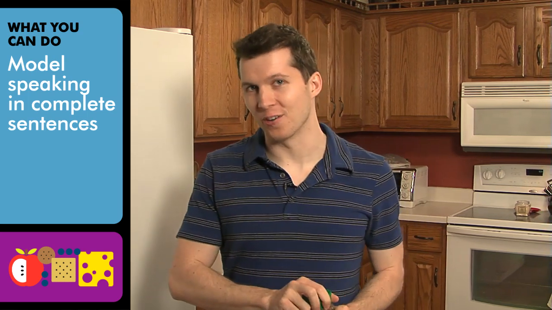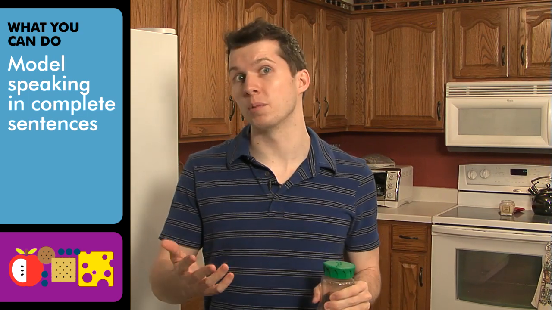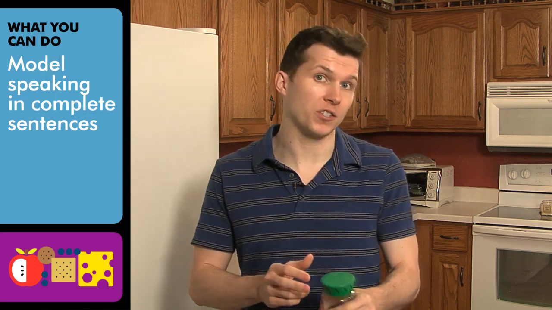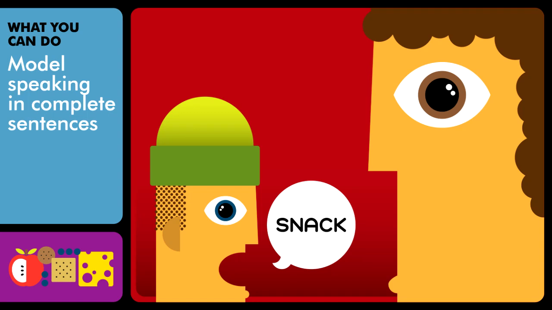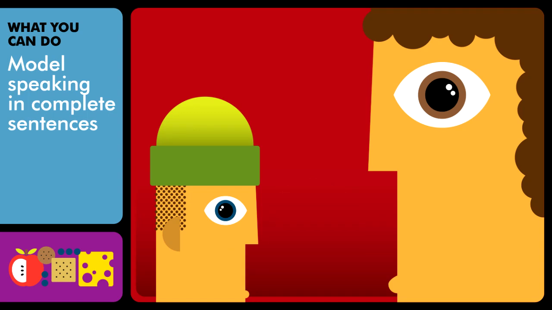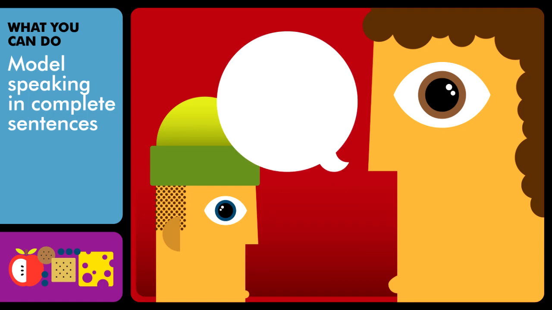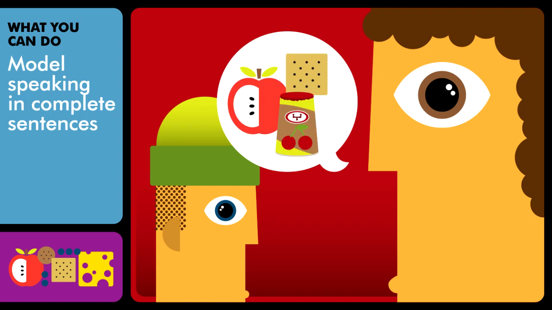Continue the conversation during snack time by expanding on what your child says and modeling how to speak in complete or full sentences. For example, if your child asks for something to eat by just saying, snack, you can respond to him by asking, you would like a snack? What would you like to eat for your snack? We have fruit, crackers, or yogurt.